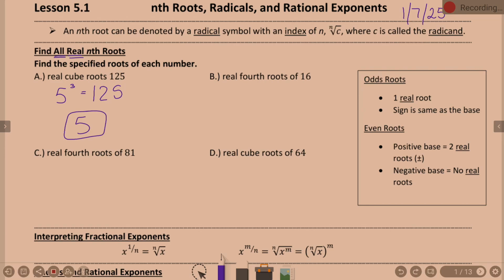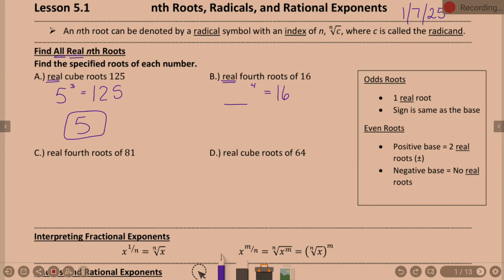Not yet? So I assume fourth roots is basically the same thing except to the fourth power. Yep. Okay, so fourth roots, we're looking for the real fourth roots of 16. And again, as I said, it's all real here. So I'm looking for basically what number raised to the fourth power equals 16.